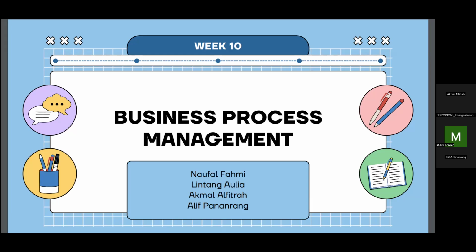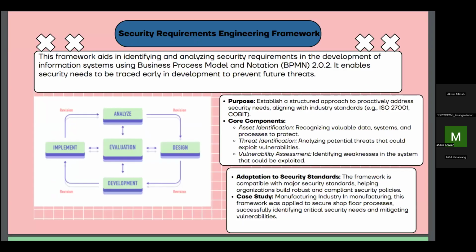Okay, so the first slide is going to be explained by Lintang. First is the security requirement engineering framework. This framework aids in identifying and analyzing security requirements in the development of information systems using Business Process Model and Notation, or BPMN. It enables security needs to be tracked early in development to prevent future threats.